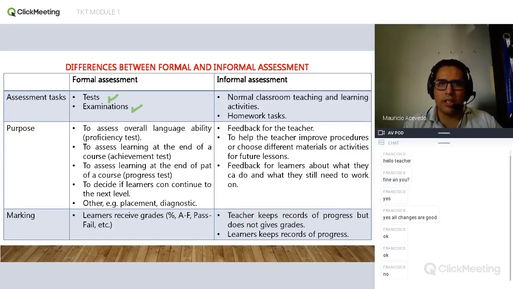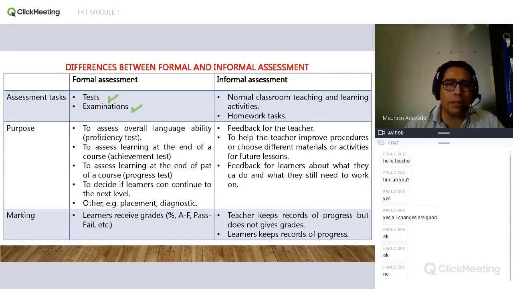Okay, so this is a good way that we can assess ourselves, and at the same time we can give feedback to the students, like saying, hey, well done, but don't forget to use the s in third person, for example. So somehow you are assessing, but at the same time you are telling the students about this feedback to help the teacher improve procedures or choose different materials or activities for future lessons.